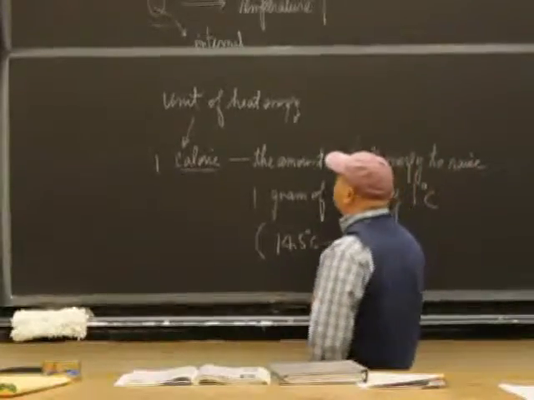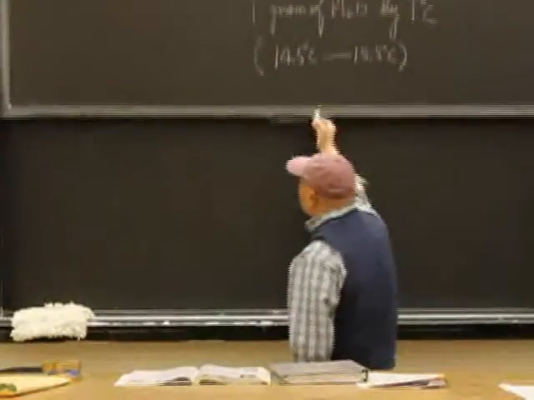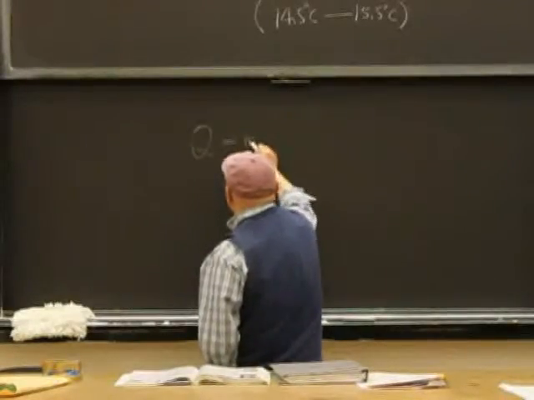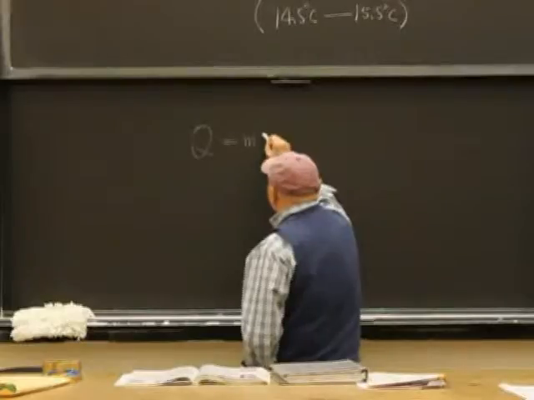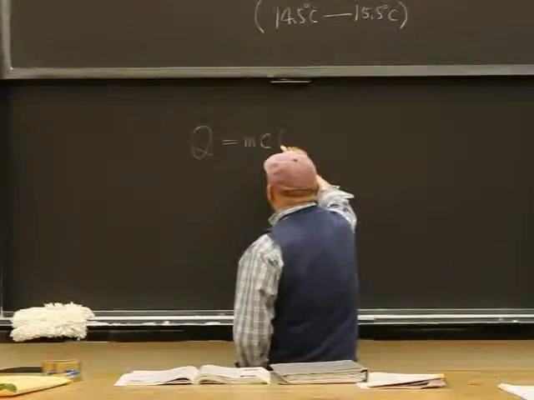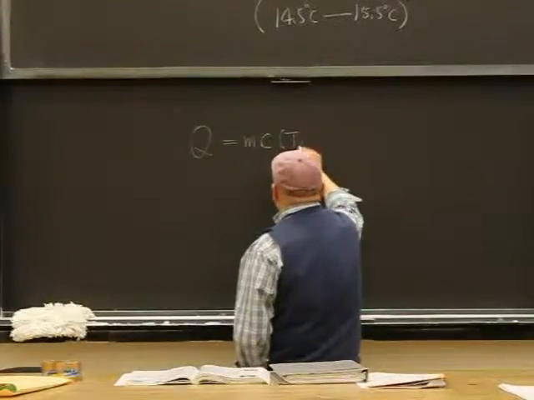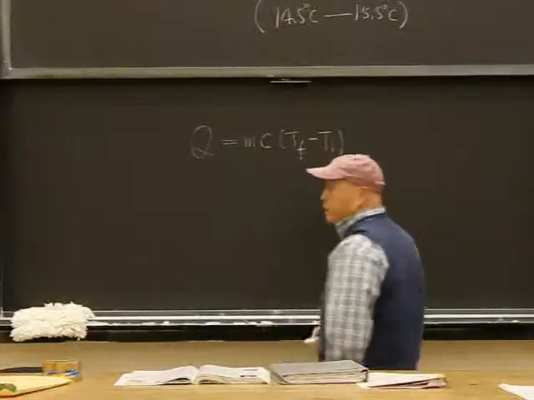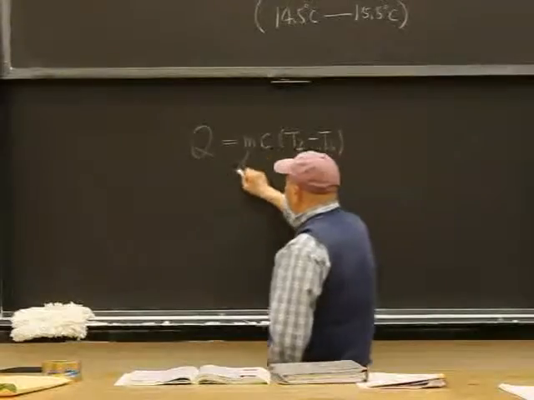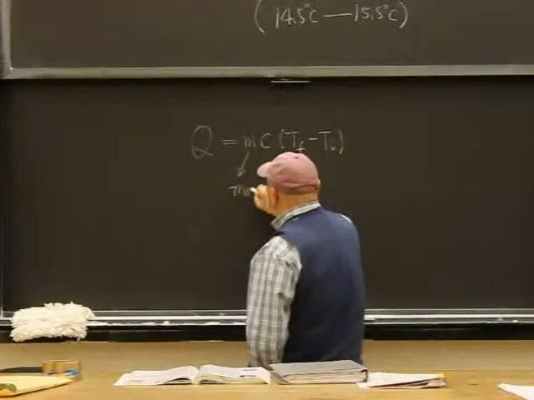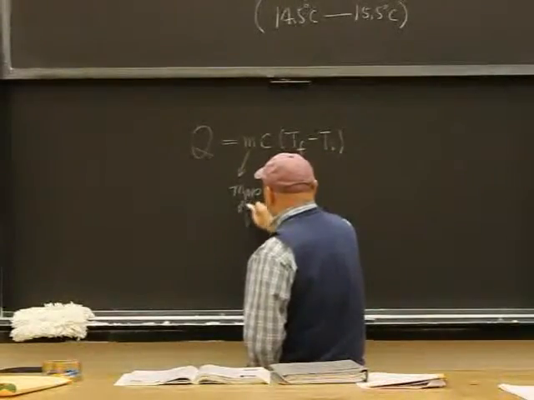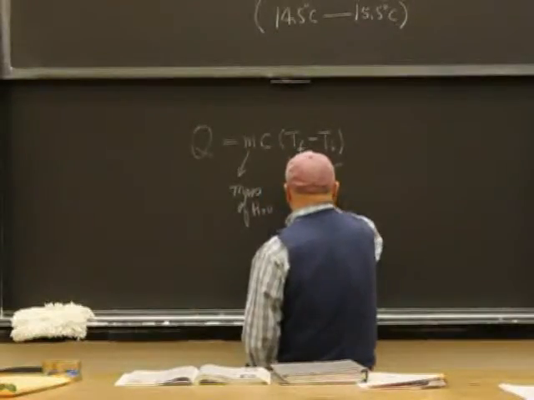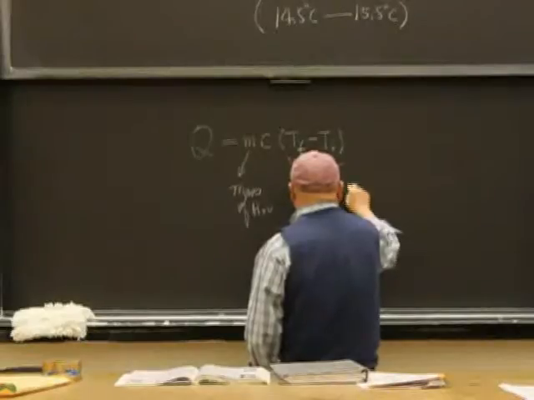If you do that calculation, Q equals m c times (T final minus T initial). All of this has to be in Celsius. Here m is the mass of water, and this is the temperature difference.